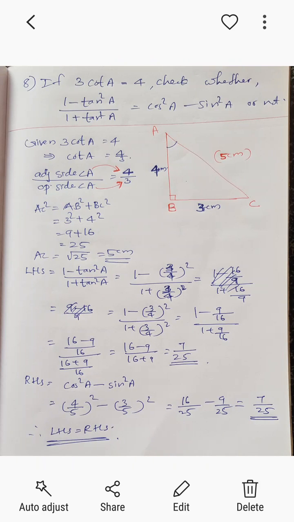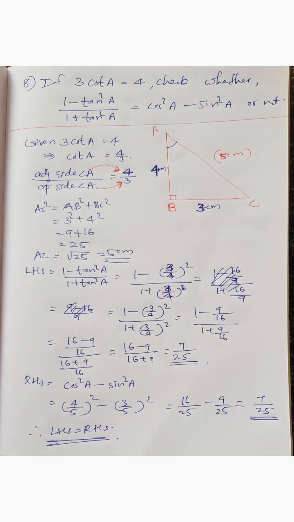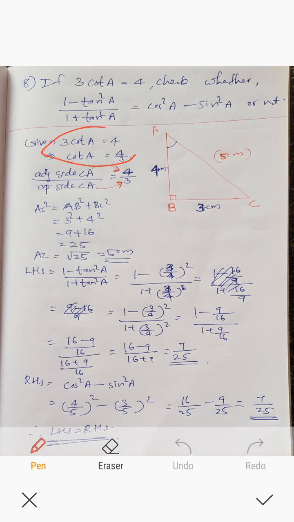Next one. If 3 cot A equal to 4, check whether (1 minus tan square A) by (1 plus tan square A) equal to cos square A minus sin square A. The first part of the problem is so simple. We have done similar problems. 3 cot A equal to 4. From there we have to find cot A. Cot A equal to 4 by 3. The RHS we must get in the form of a ratio. Then only we can substitute over here.